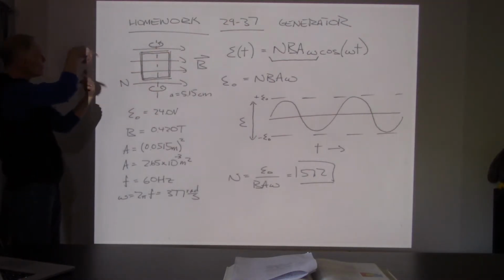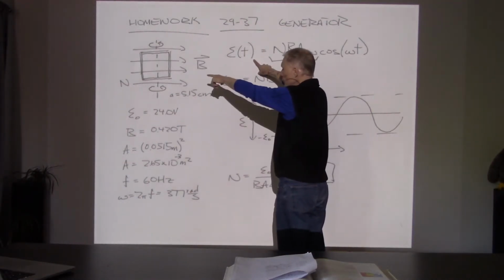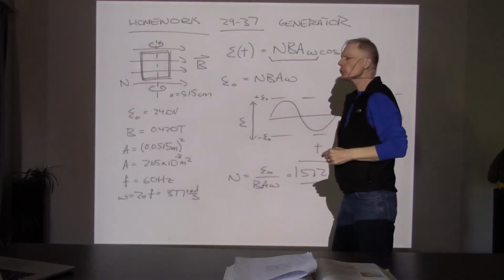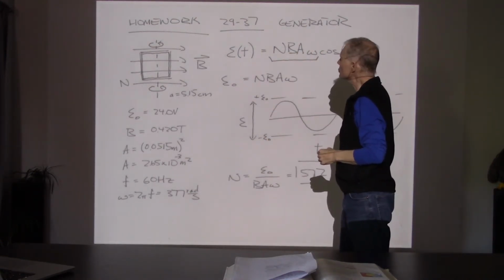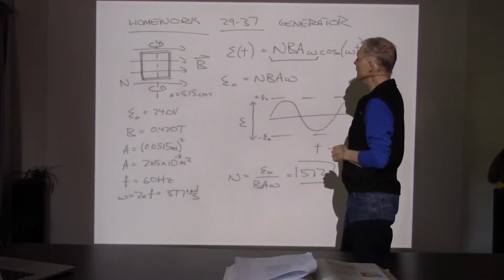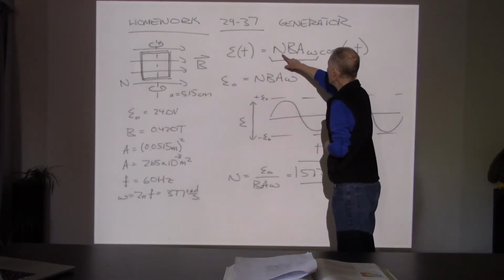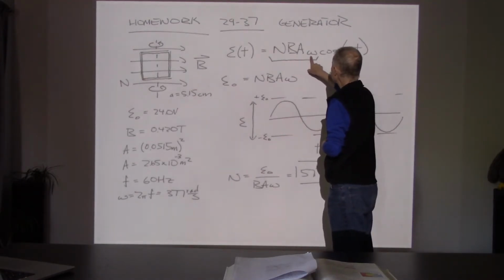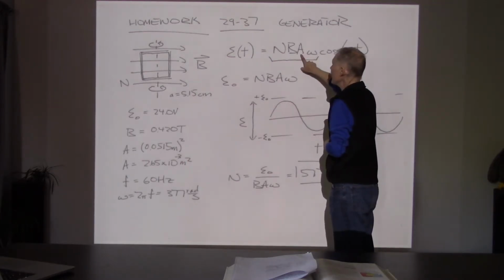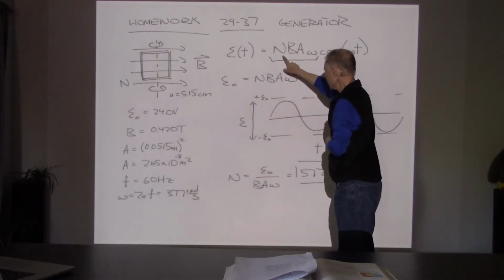And as we turn this around, we have derived a formula for the EMF that would be generated. I'm pretty sure we used, well, you could use either one. You could use Faraday's law, or you could just use the direct magnetic force approach, which maybe is better. We had solved this as NBA omega cosine omega t, where A is the cross-sectional area of the loop, B is the magnetic field, and N is the number of loops.